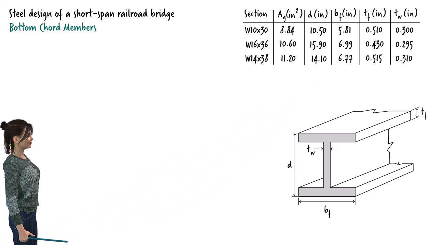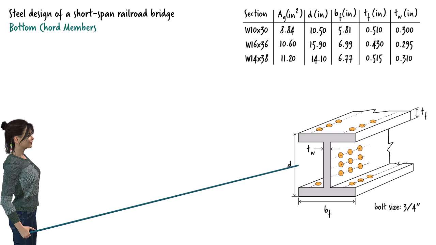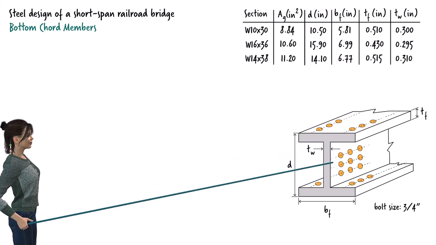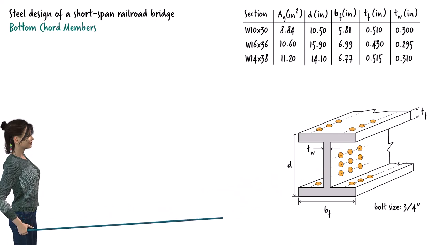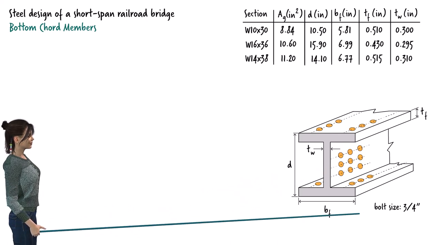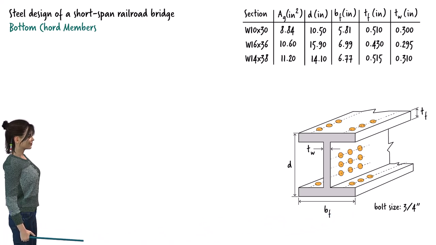Suppose each bottom chord member is connected to its adjacent members using a series of bolts. The top and bottom flanges and the web participate in the connection. There are two rows of bolts in each flange and three rows of bolts in the web. There are three bolts per row. The diameter of each bolt is 3/4 of an inch. The key bolt spacings are given.